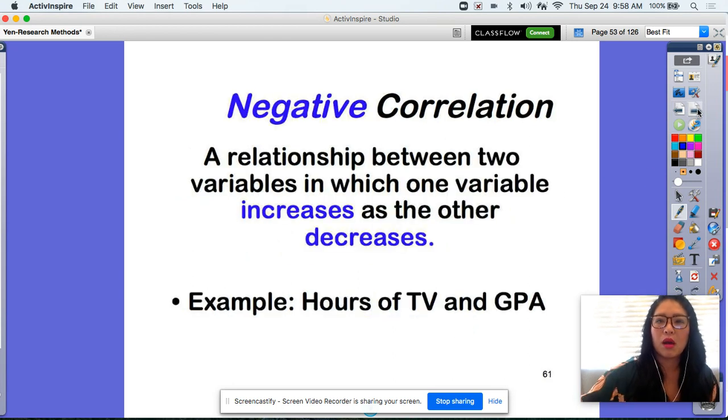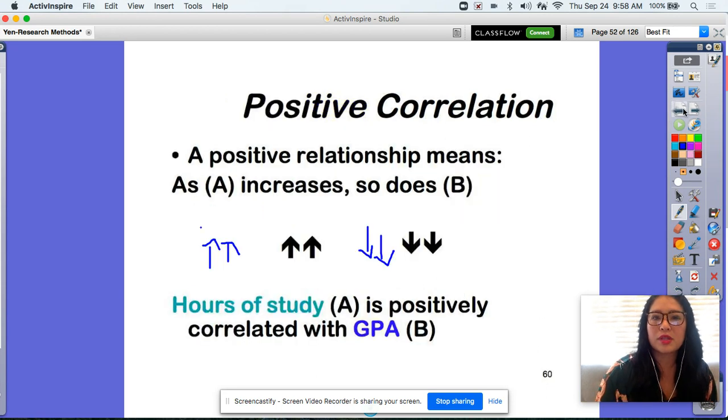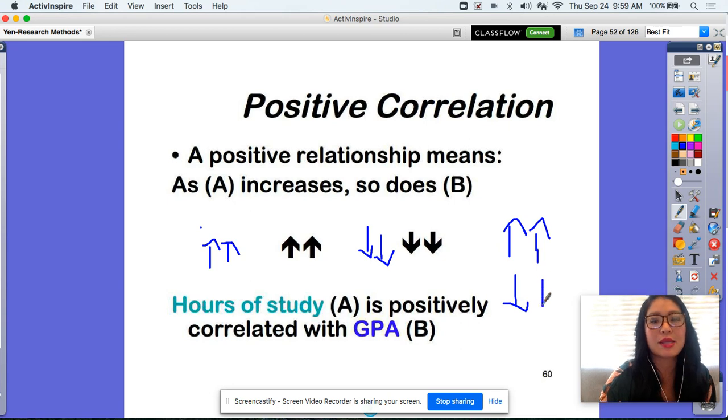Okay. Sorry, let's go back. So think for yourself, what are some other examples of positive correlations where the two variables go in the same direction, up or down? So another one can be, I'm trying to think. Okay, the more sleep you get, the happier you are in the morning. The less sleep you get, the less happy you are. So the two variables are going in the same direction.